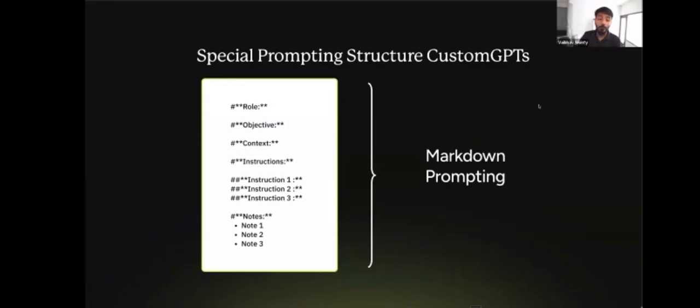Introducing Markdown prompting. This is an incredibly powerful prompting framework, which is majorly used to build custom AI agents and bots. So you can see the structure of the prompt. It has role, objective, context, instructions, and notes. It is very similar to the Magic Prompt Formula, but it's a little more advanced. And I'll tell you what the difference is very soon.